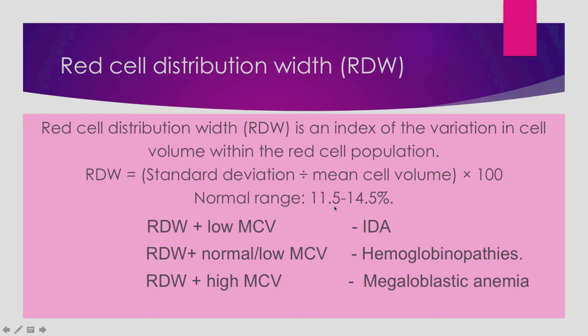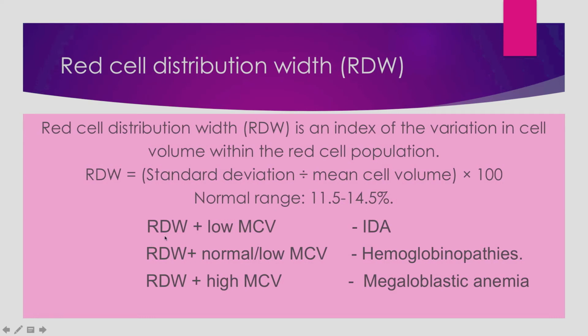So the maximum deviation allowed in normal human beings is from 11.5 to 14.5%. If the red cell distribution is more than this, then it represents that the RBCs are of different sizes. Otherwise, if they are in this range, 11.5 to 14.5%, or less than this, then it is considered a normal red cell distribution width. So red cell distribution width is the variation in the volume of the RBCs. The variation which is allowed is in this range, 11.5 to 14.5%.